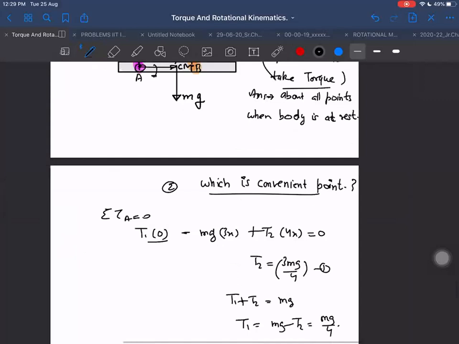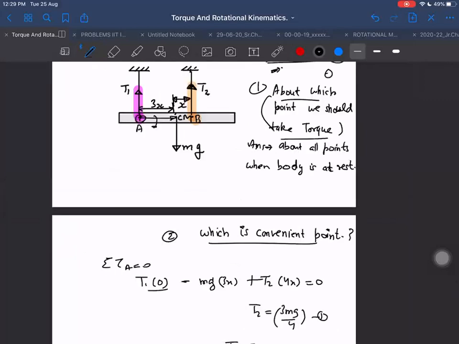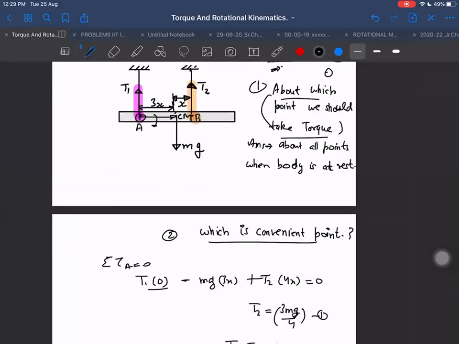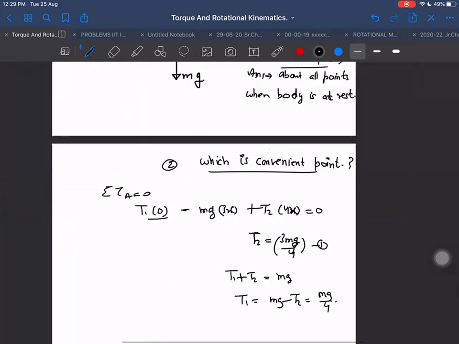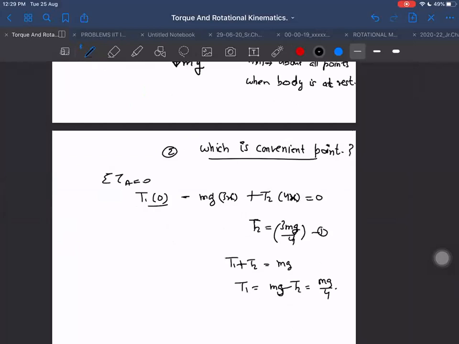Sir, I think 3mg by 4x. No, x gets cancelled. Dimensionally it will become incorrect; if I take x here, dimensionally it must be force. Okay, so this is right. mg minus T2 is equal to mg by 4.